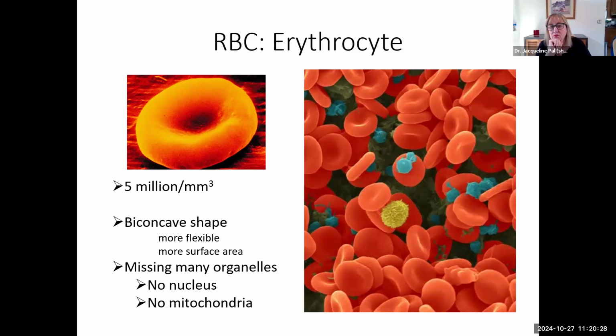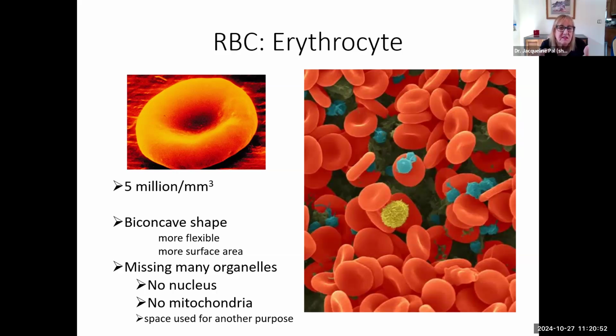So there's only glycolysis that can happen, right? We can't have the Krebs cycle. We can't have the electron transport chain. So we can only make 2 ATPs at a time. So let's hope it doesn't need a whole lot of ATP.